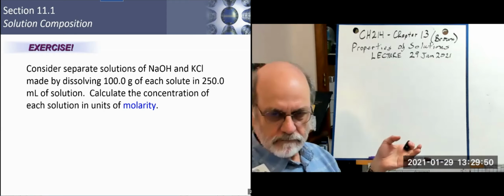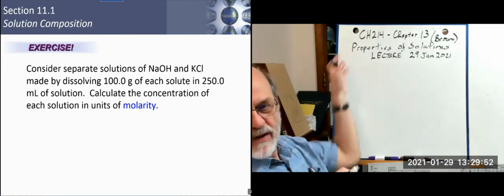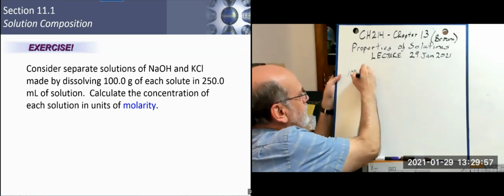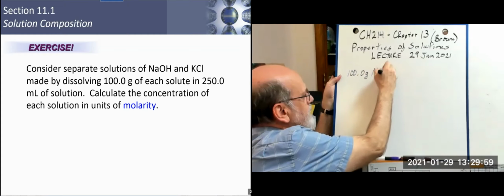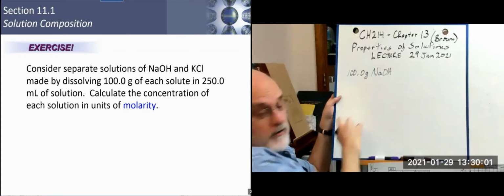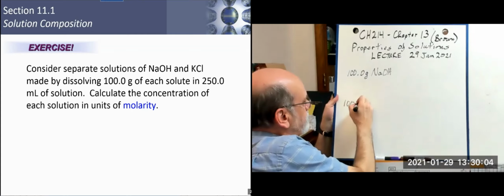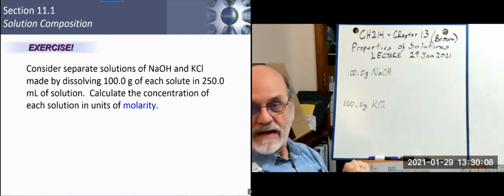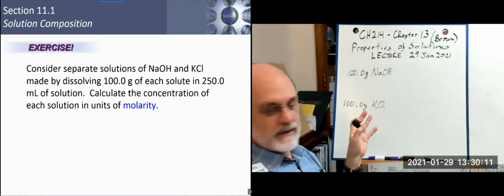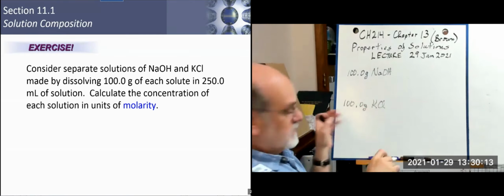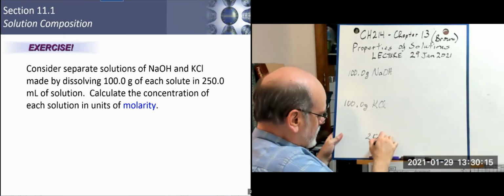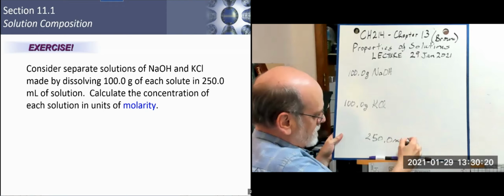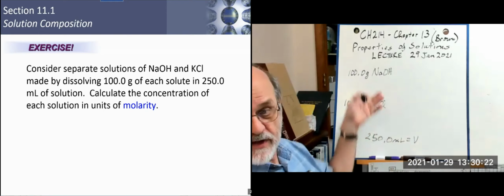Well, let's put our information up here on the board first. We have 100 grams of sodium hydroxide. We also have 100 grams of KCl. And we're going to put that in 250 milliliters, each of them. 250 milliliters equals your volume. So the volume's the same for both of them.